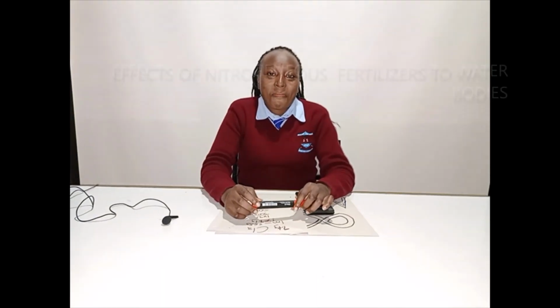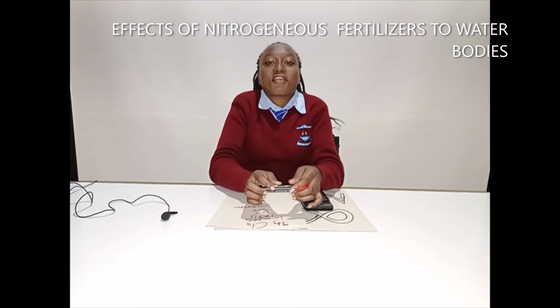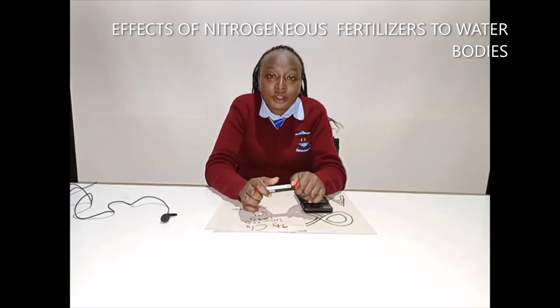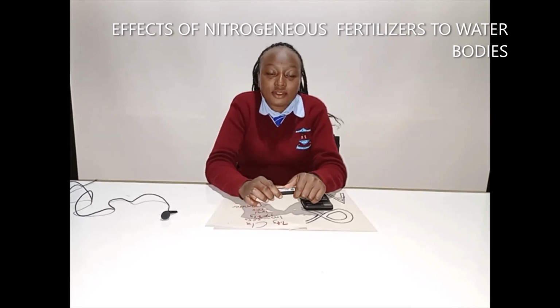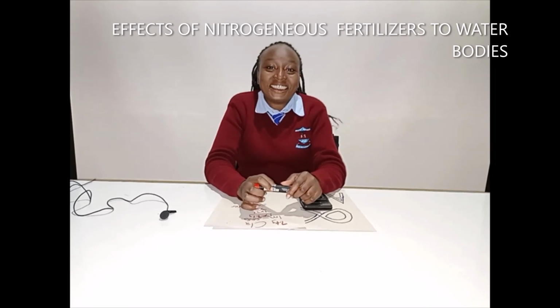Next question. State one effect of nitrogenous fertilizers to water bodies. It encourages the rapid growth of algae that remove the oxygen in water that leads to death of aquatic animals. So what do you call that process? Eutrophication. That's correct for 1 point.